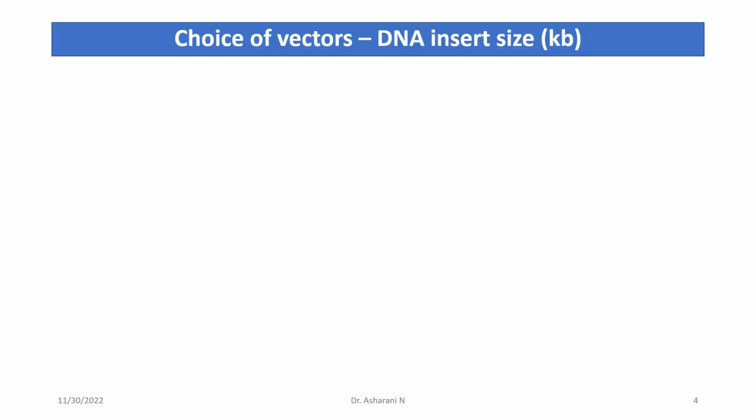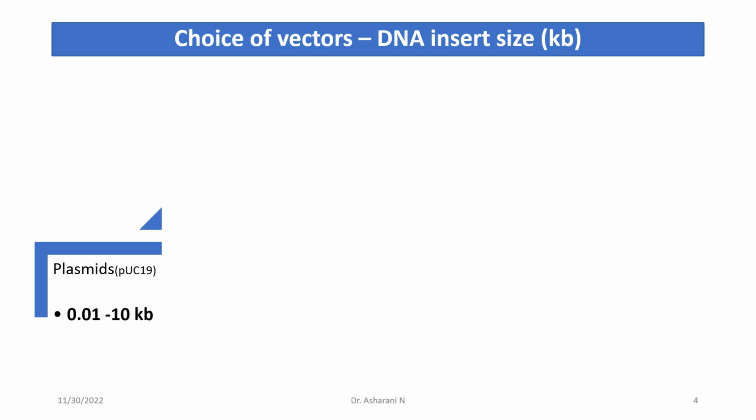When we have so many vectors in hand, how to choose or which one to choose for the experiment? So when this question arises, the choice of vector mainly depends on the DNA insert size. So what is the size of the desired DNA or the gene which we want to insert into the vector? That will tell which one we have to choose for the experiment.